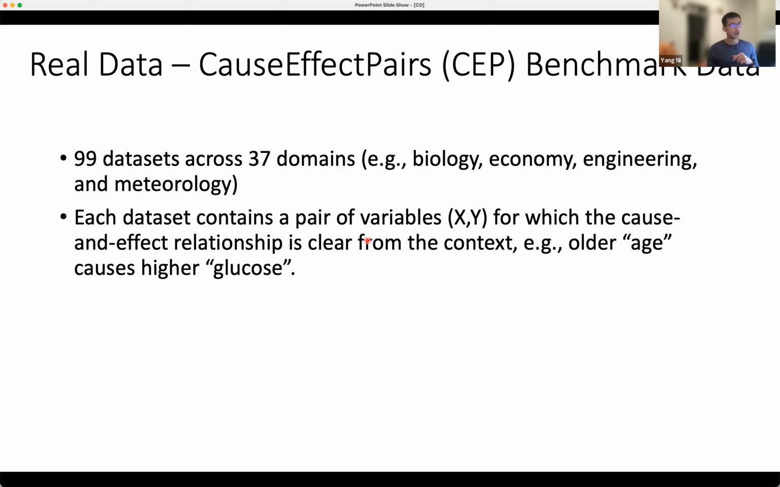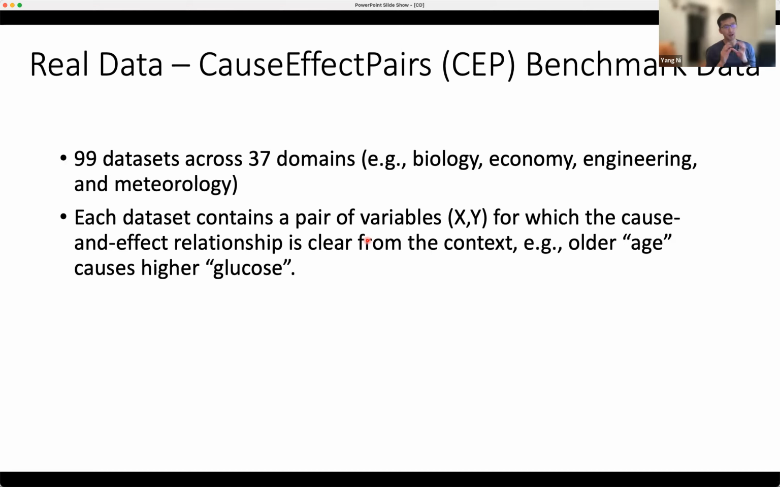All right, and we also have other data sets. For example, this data set called the cause effect pair, CEP, benchmark data set. It actually contains 99 data sets across 37 domains. So beyond biology, we have economics, engineering, meteorology, and so on and so forth. So there are many different domains that this data set is collected from.